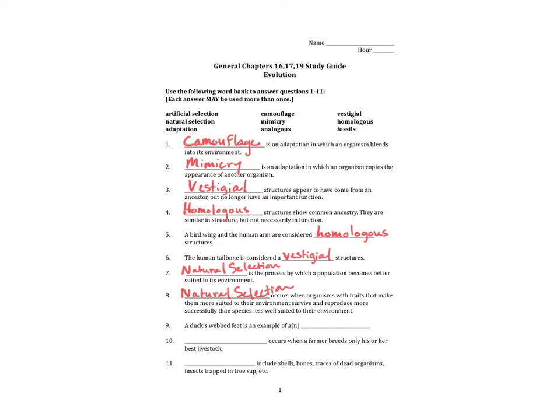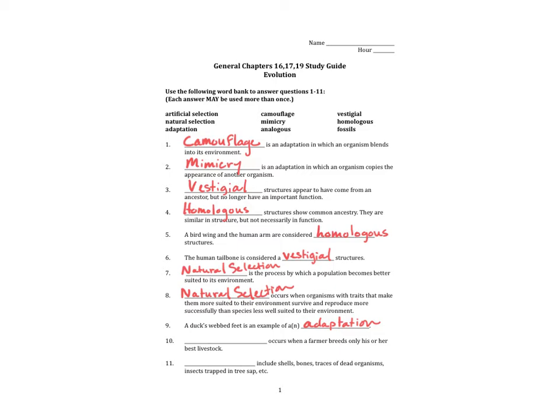Number 9 says a duck's webbed feet is an example of an adaptation. Since ducks generally do a lot of swimming, having webs between their toes is useful because they are able to have more surface area to push against the water when they're swimming, and so then they're able to move more efficiently.